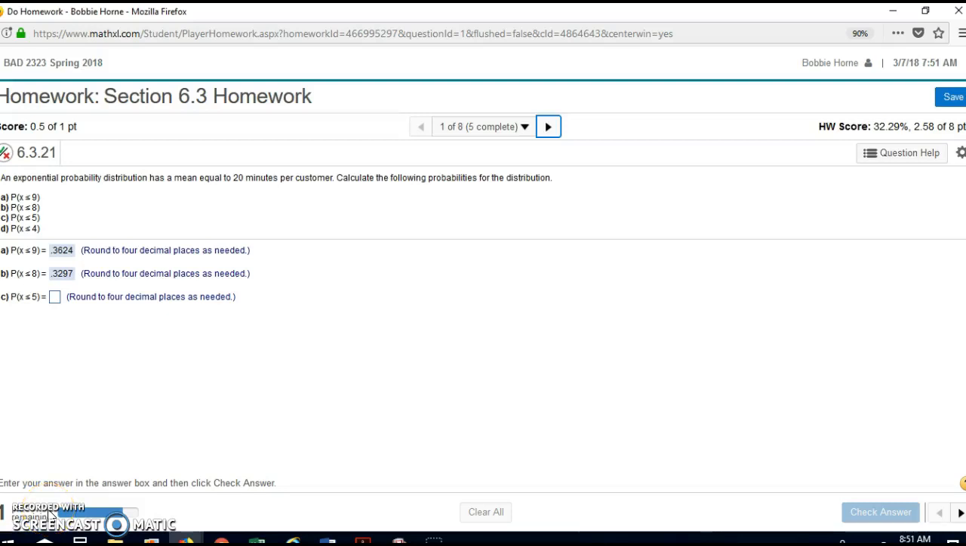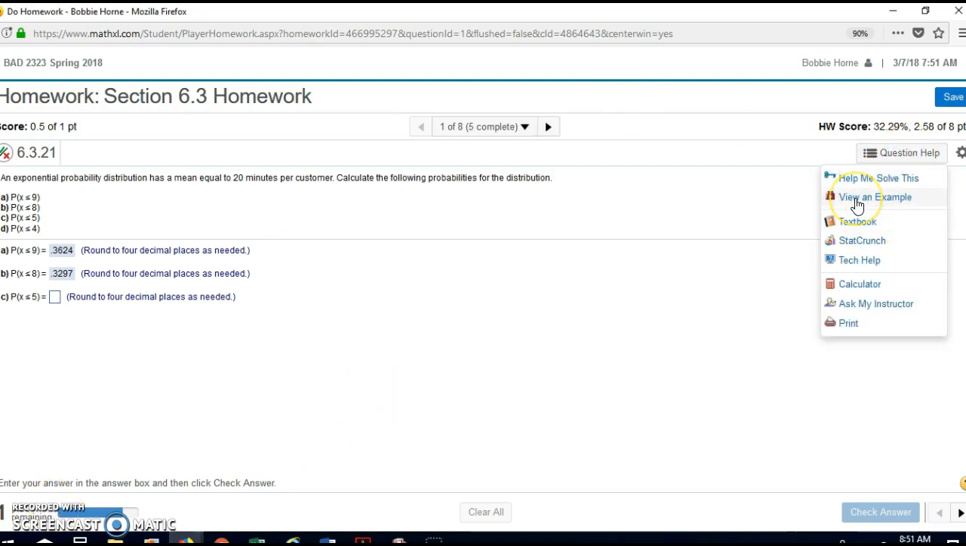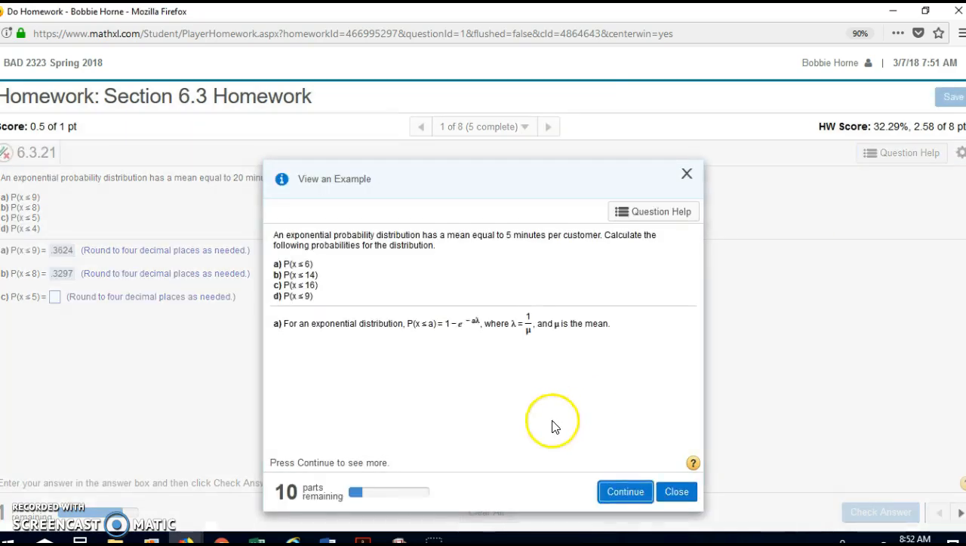Okay, this section is exponential probability, and we know the mean is equal to 20 minutes per customer. So what we can do is we can use StatCrunch. You can look at the example. And you can see that this little symbol here, lambda, is 1 divided by the mean. So you could plug in 20 here and do 1 divided by 20, and that would be lambda.